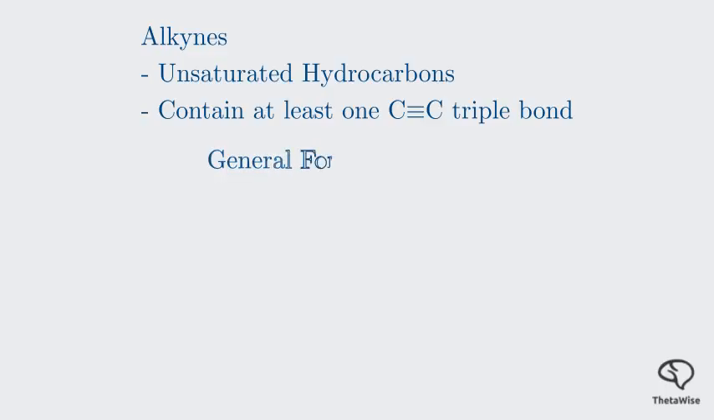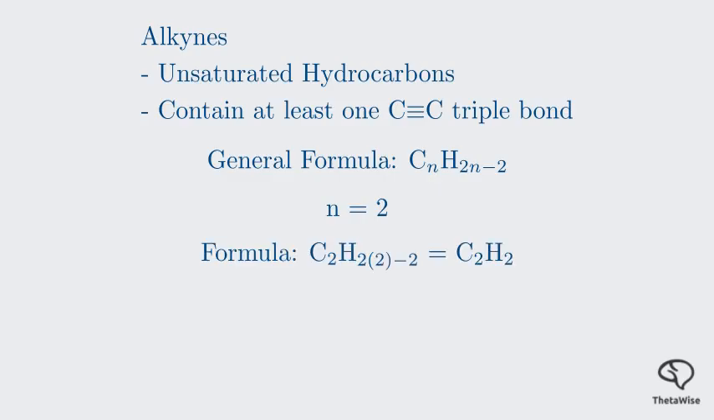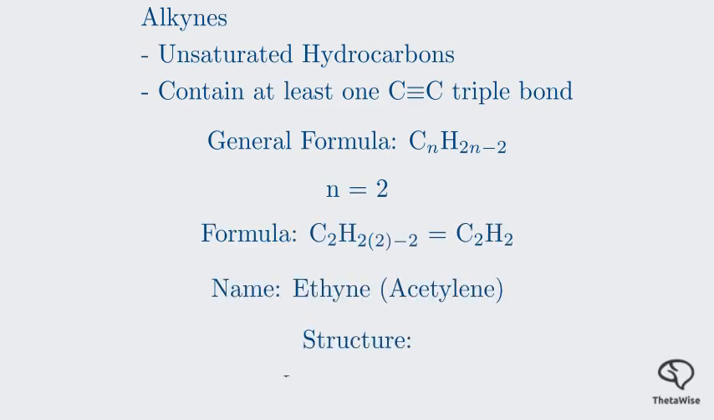This means that for any given number of carbons n, an alkyne will have 2 fewer hydrogens than the corresponding alkene and 4 fewer than the alkane. It's truly undersaturated. Let's look at an example. Just like alkenes, alkynes require at least 2 carbons to form the defining bond. So for n equals 2, the formula is C2H2.